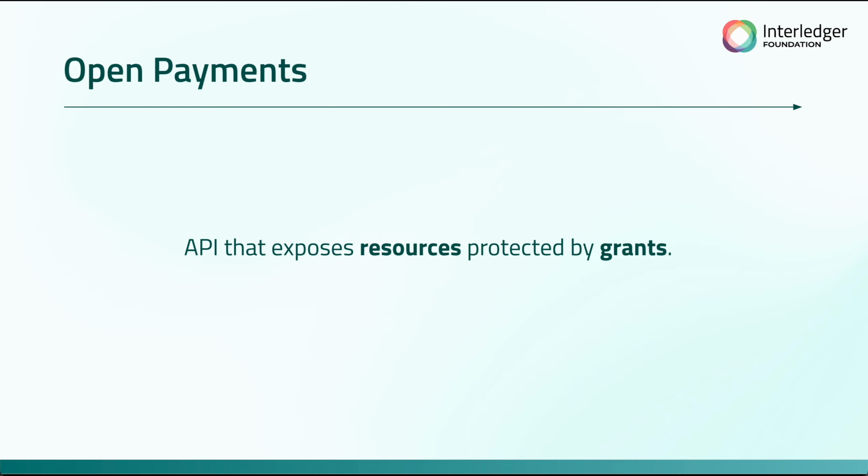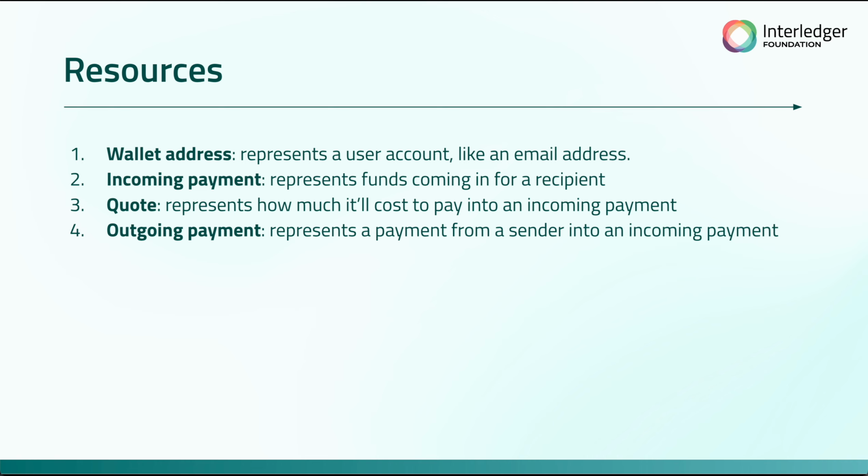How does it work? Essentially, it's an API that exposes resources protected by grants. In Open Payments we have 4 resources: wallet addresses, incoming payments, quotes, and outgoing payments. A wallet address is like an email address. It represents a user account, so it's the thing that's linked to the end user account at a bank or a digital wallet.